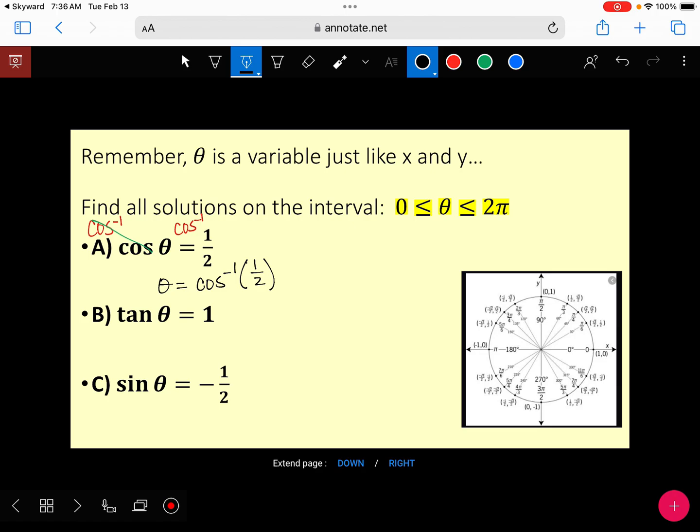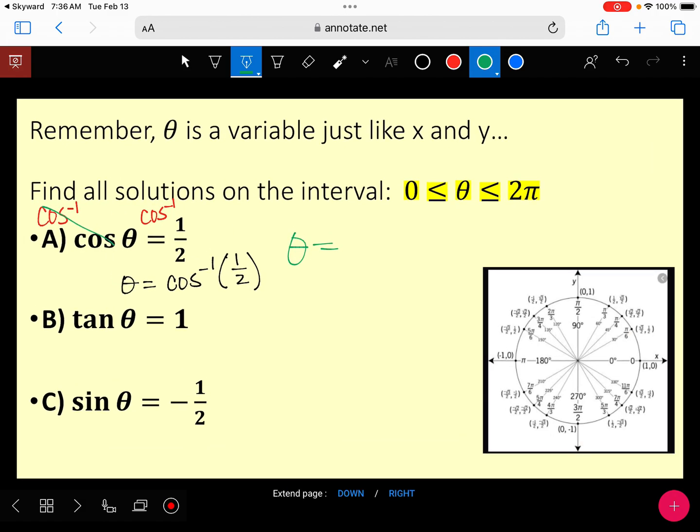So what would be one? What's in quadrant 1? What would be your answer? All right. And then what other quadrant is cosine positive? 4. So what would be my other answer? 5 pi over 3. And that would be your answer. It's that simple.